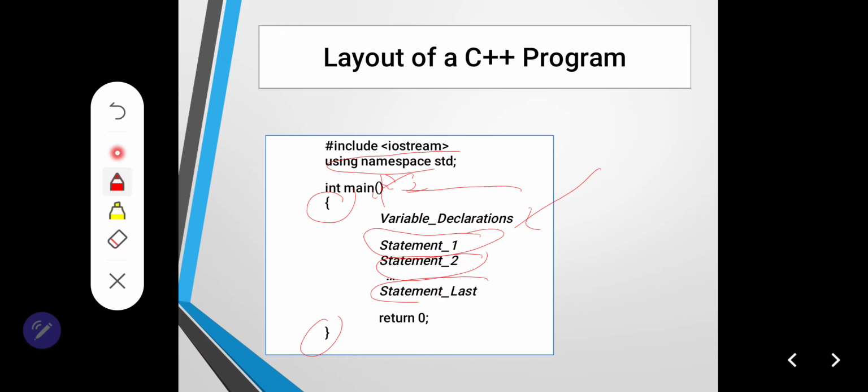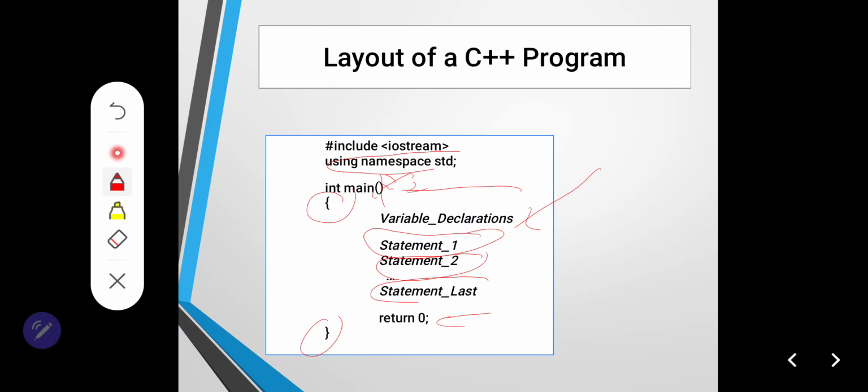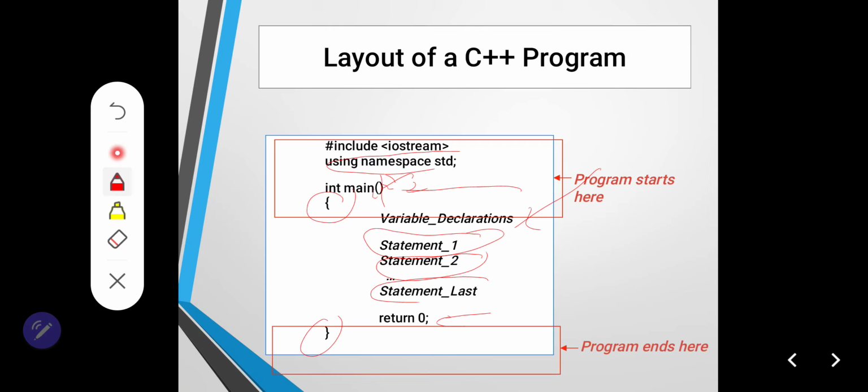After you finish your code, you can write return 0. This is where the program starts, and if you want to end the program, you write the closing curly bracket here.